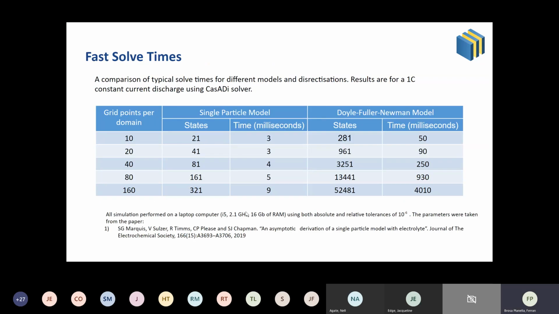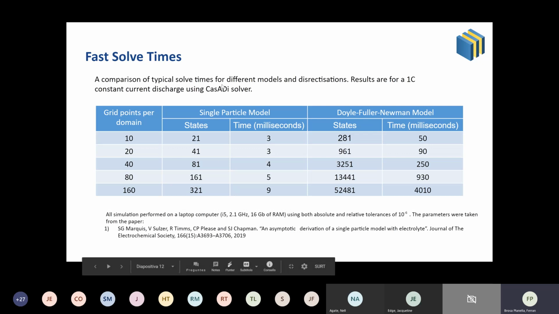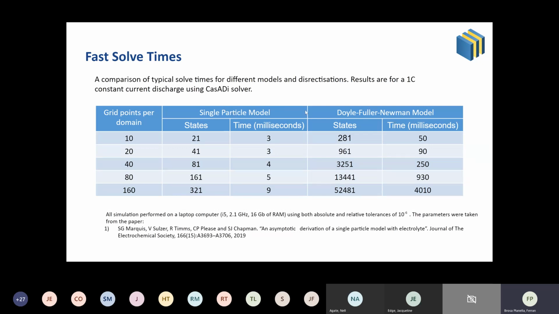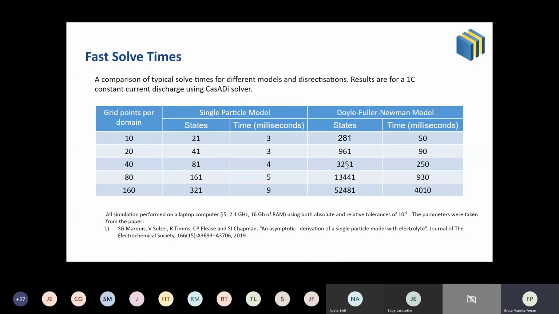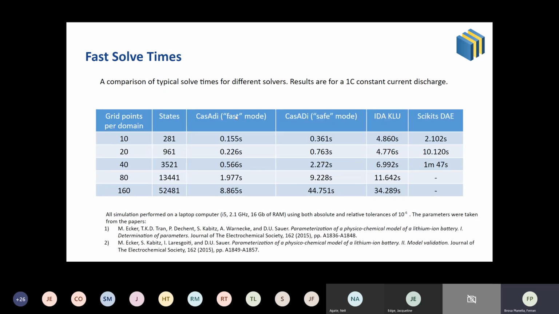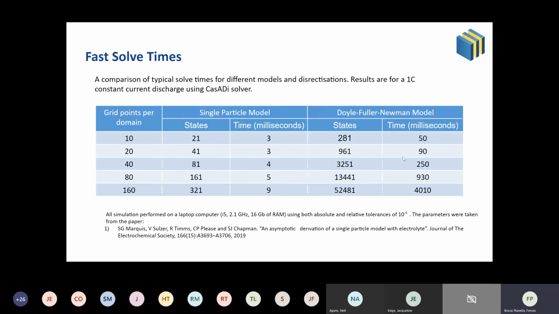And in terms of how fast it is, well, here we have a comparison that was run on a laptop. You can see the specification down here, comparing the single particle model and the Doyle-Fuller-Newman model. Each row is a different number of grid points per domain. And of course, the Doyle-Fuller-Newman model, the way it's defined, grows much faster. So you can see the complexity of the problem by the number of states. But still, that's a pretty good job. That's for 1C constant current discharge. And you can see that the SPM runs in a few milliseconds. And the Doyle-Fuller-Newman model, even with quite a big problem down here, you can get it in 4 seconds.